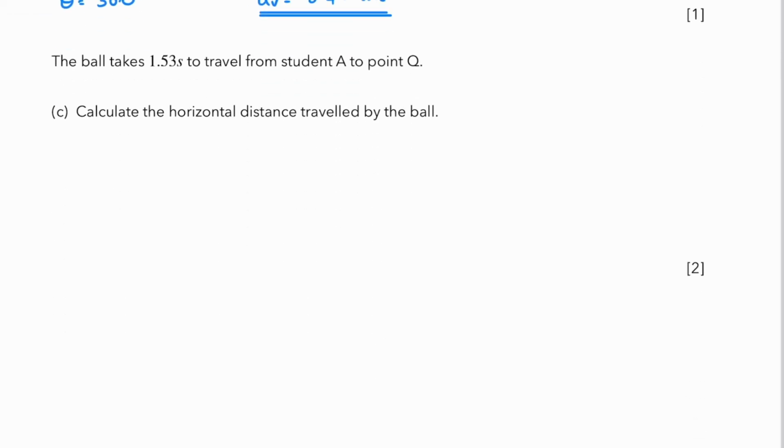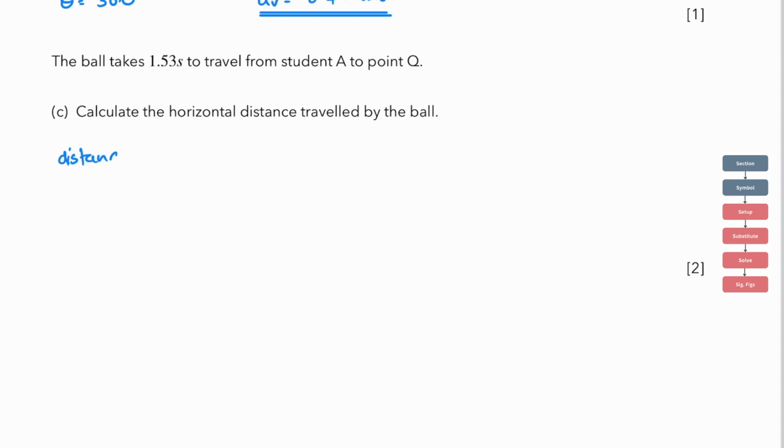The ball takes 1.53 seconds to travel from student A to point Q. Calculate the horizontal distance travelled by the ball. First things first, we're looking at horizontal distance. It's a projectile. So the section that we want to go to in our data booklet is projectile motion. The next step in our Solve Smart method is symbol. What symbols do we have that will help?